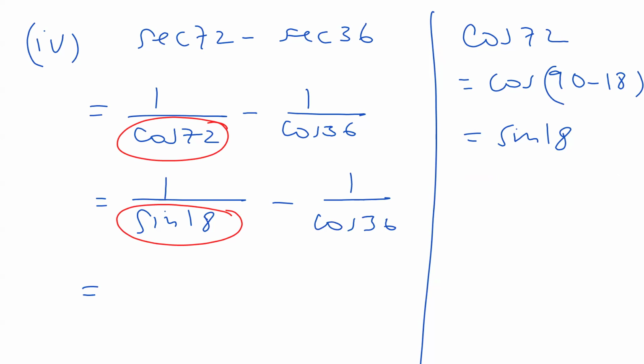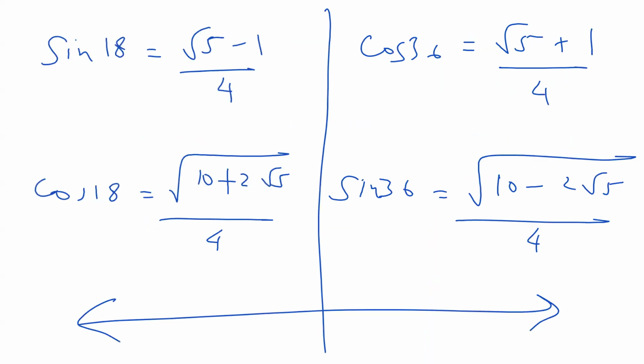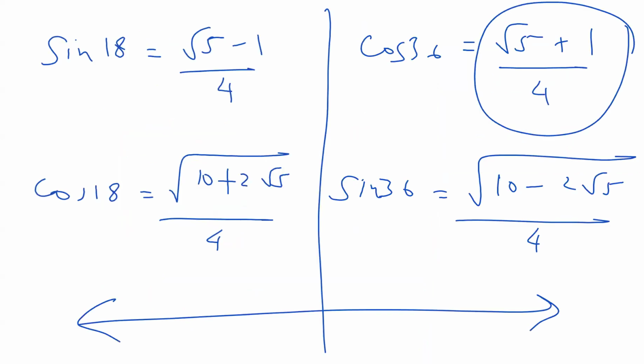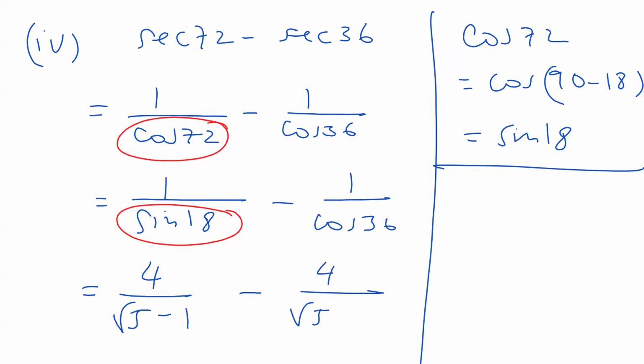Now sin 18 is root 5 minus 1 upon 4, so 1 upon sin 18 will be 4 upon root 5 minus 1. Minus 1 upon cos 36. Cos 36 is root 5 plus 1 upon 4, so 1 upon cos 36 will be the reciprocal of this, 4 upon root 5 plus 1. Now you simplify this, you'll get the answer.